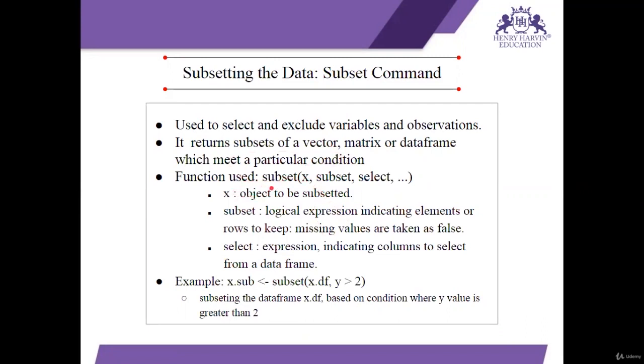So the function that we use is subset. Within the bracket, x is the object or the matrix or data frame that you are giving as an input, that is your data set. Next is the subset argument. It is the condition that you give in order to subset your data. And select is the expression indicating which columns of the data frame you want to select data from.